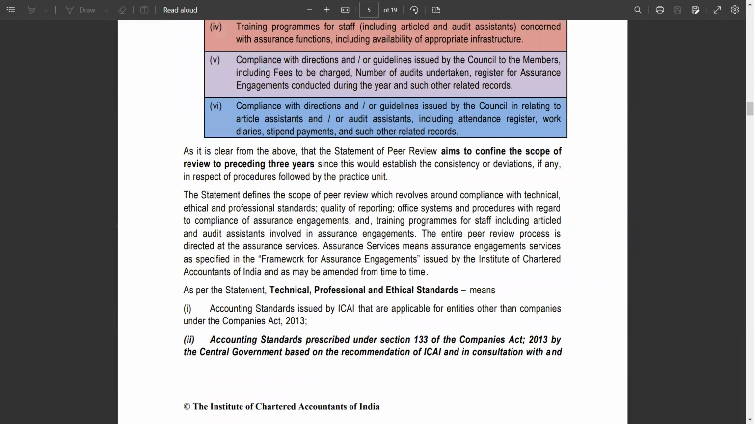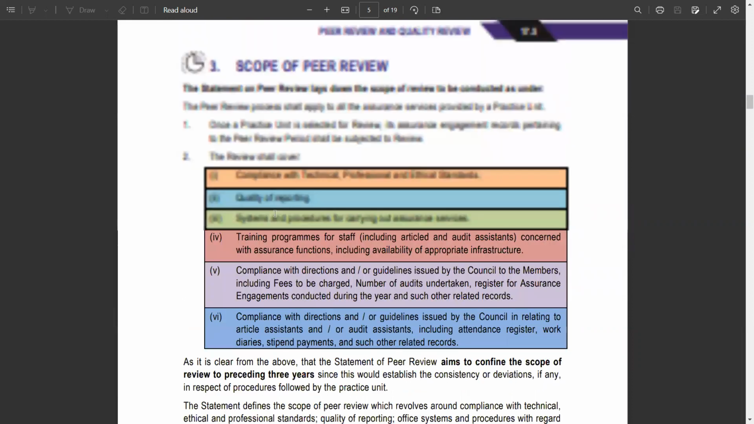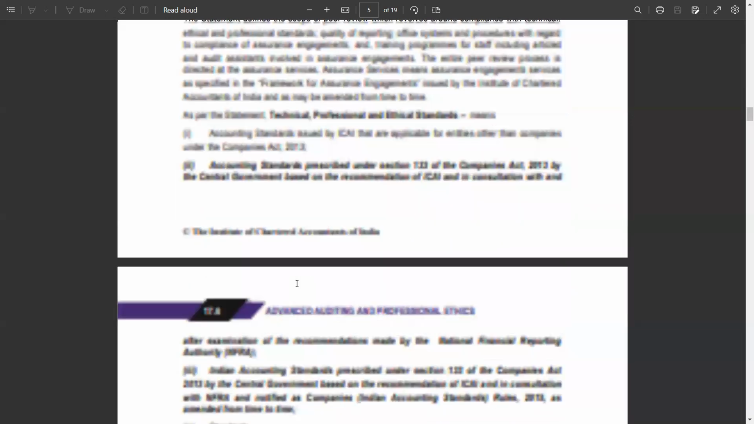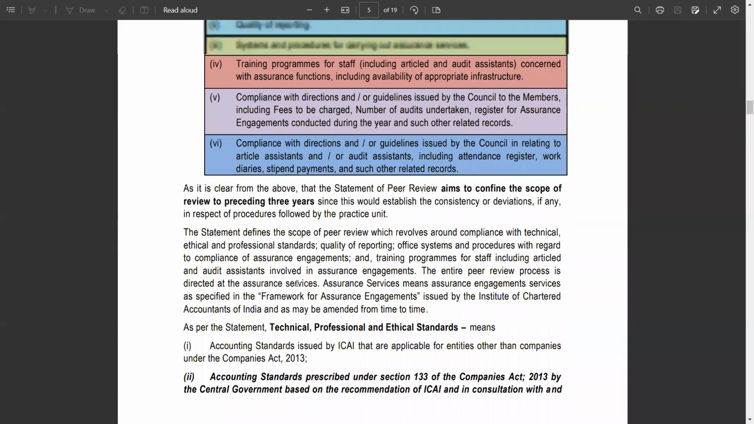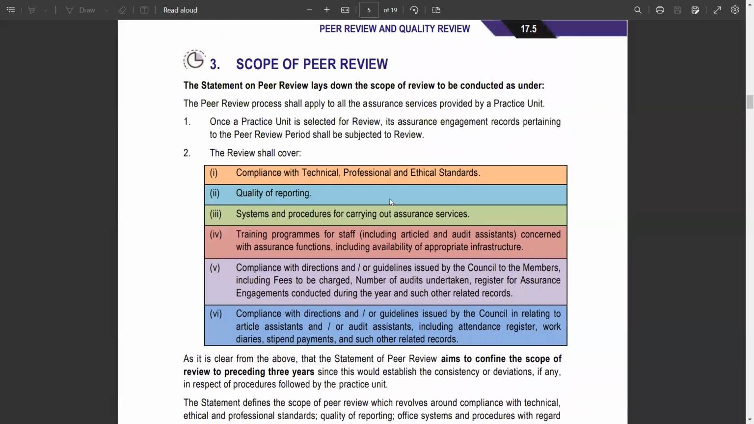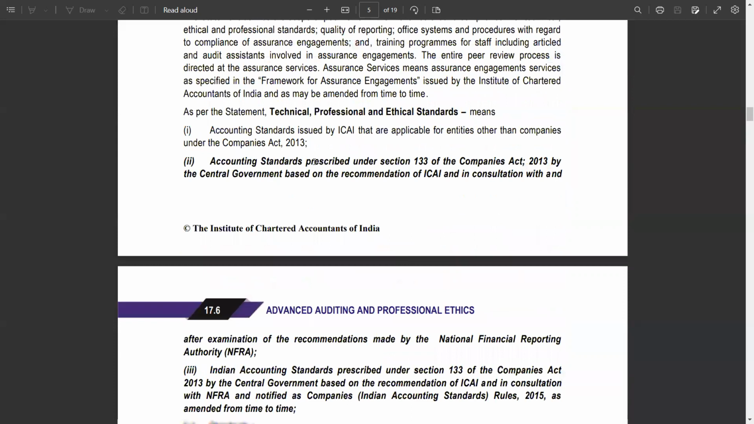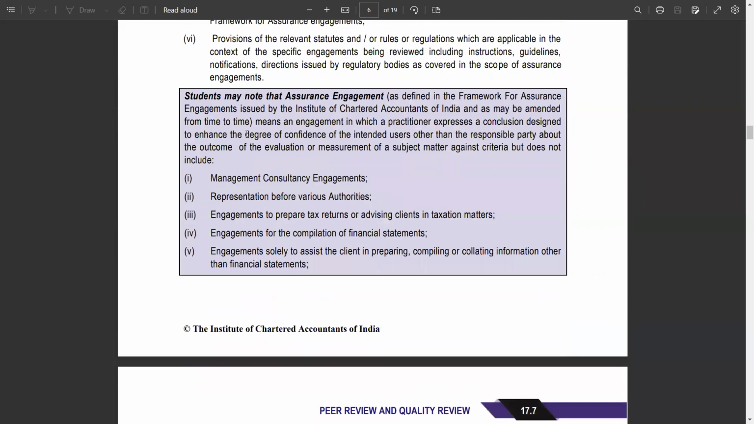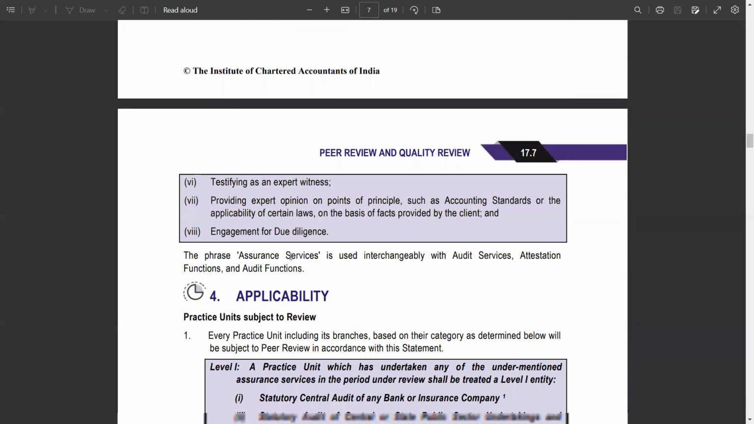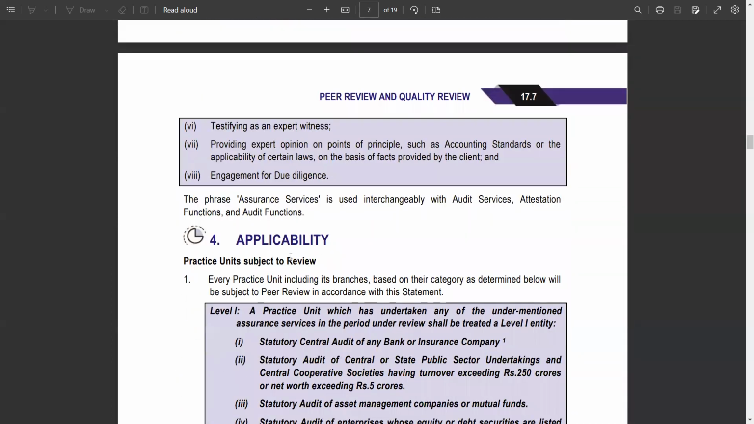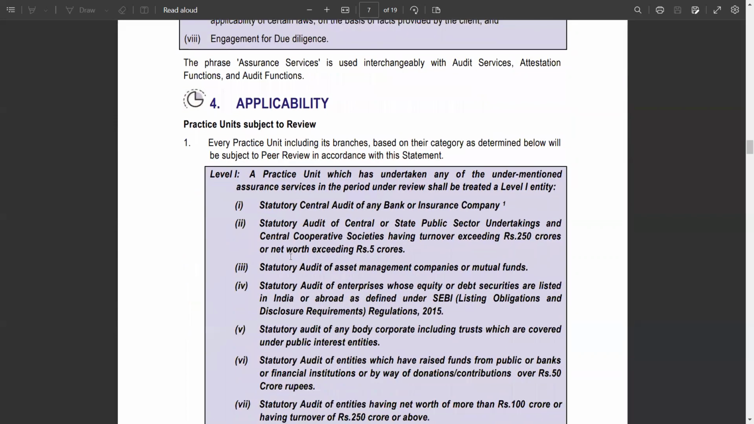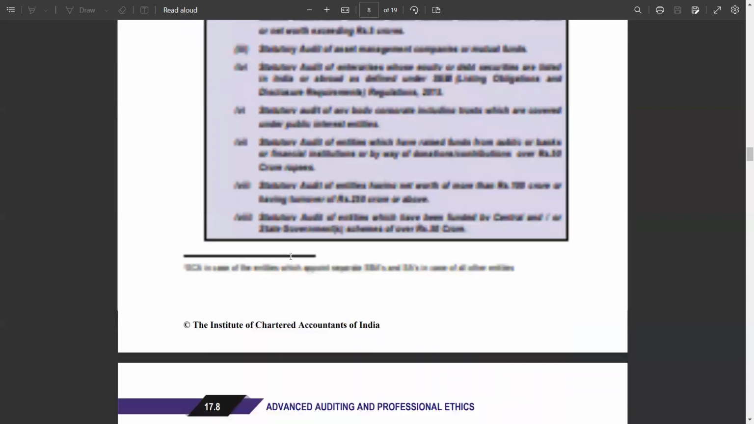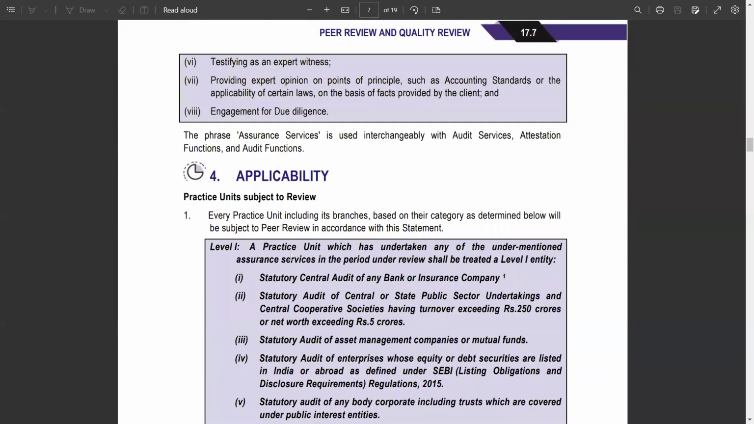The what are technical professional ethical standards is also an important question. Then the scope of peer review is also an important question. So because ICAI has explicitly marked these points in a box, in a colorful box, then in bold, because these points have amendments. Then you have not assurance engagement. This is also in a box. So any points which the institute marks in boxes are important questions. So now we have practicing units subject to review.